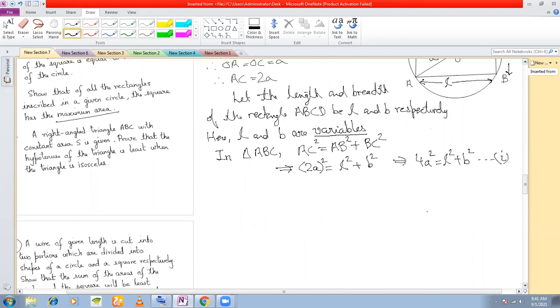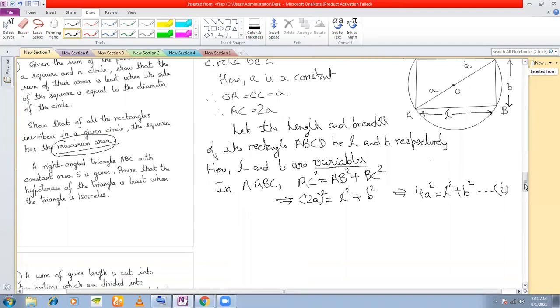There are two variables, L and B, right? So we need to bring it down to a single variable in order to maximize or minimize. Now, what needs to be maximized here? Area needs to be maximized. So let us find out the area of the rectangle. What is the area of the rectangle? Area of the rectangle A is equal to LB.